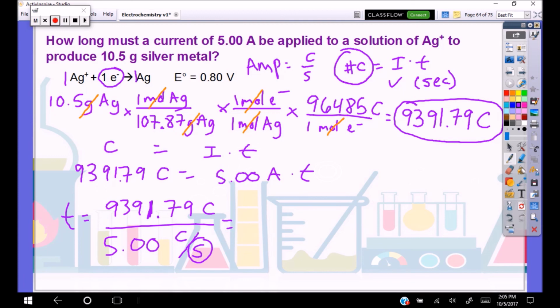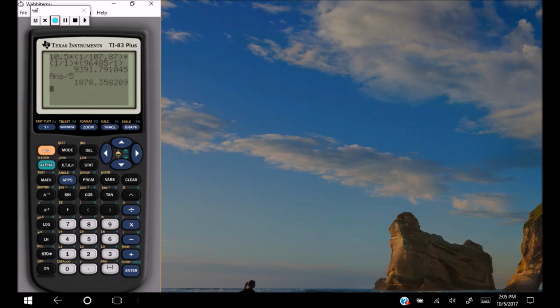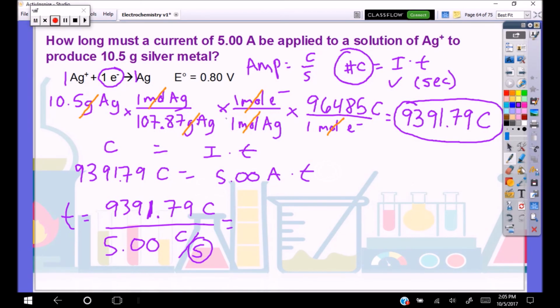So we'll go back, that number divided by 5. And we get 1,878.358 seconds. Now we want to do this in sig figs. Let's check. We got 3 sig figs here, 3 sig figs here. Our answer should be in 3 sig figs. But the issue is seconds is way too large. We need to make sure that this is an answer that we can grasp in a reasonable amount of time.